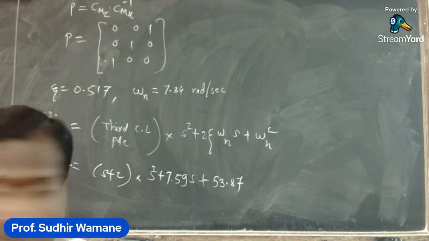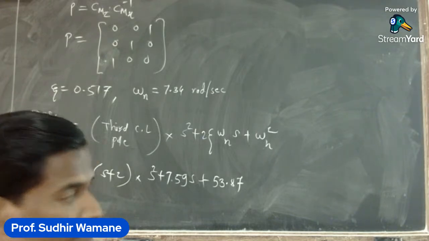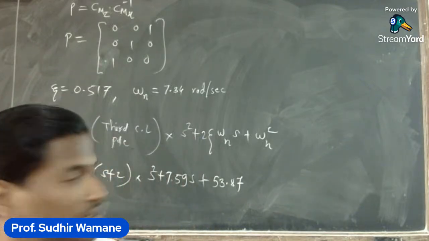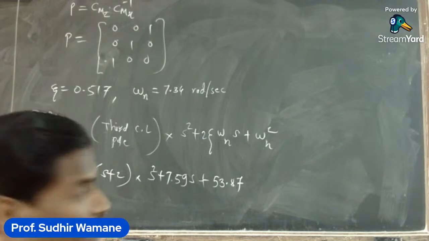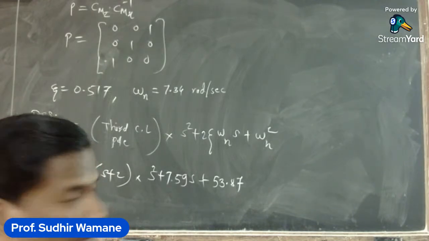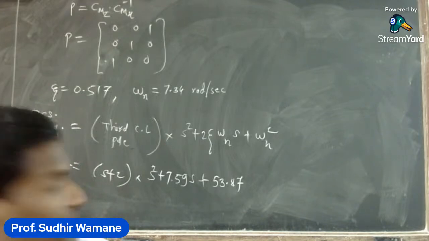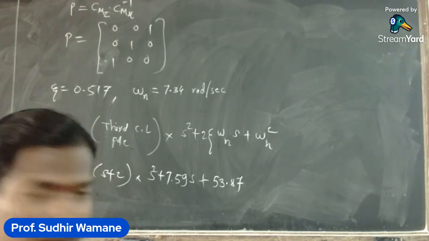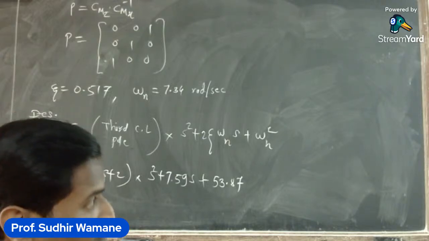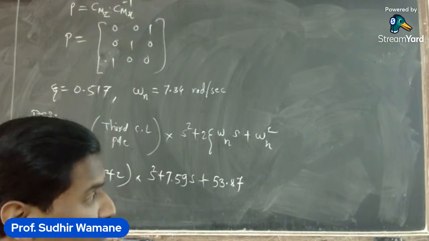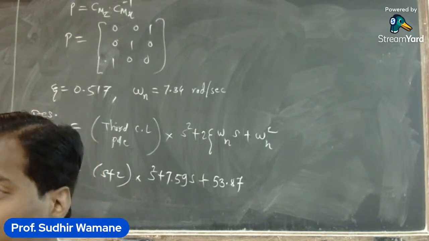Now you need to find its determinant. How to find the determinant, it is like this. Then once you multiply inside the bracket, you will get the actual characteristic equation as s cube plus (8 plus K3x) s square plus (19 plus K2x) s plus (12 plus K1x).